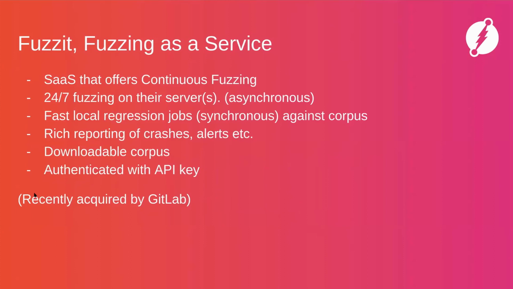So when you say, Fuzzit, do a local regression job, what Fuzzit does is it simply downloads the latest corpus and then runs your package against it. It has good reporting. It has a very nice user interface where you can see the crashes that happened, and you will also get alerts and notifications. The corpus obviously is downloadable and the entire service is authenticated. So you will receive an API key which can be used to unlock the features. Just a tidbit, Fuzzit was actually acquired by GitLab just last week.